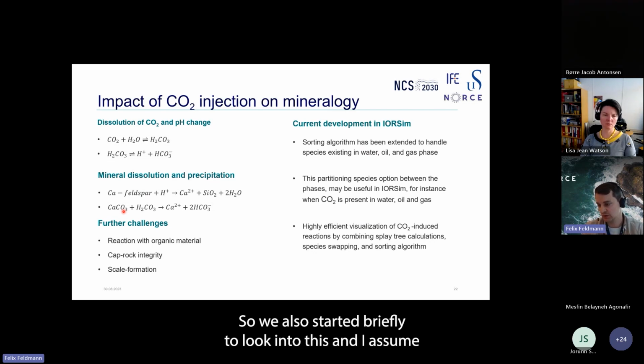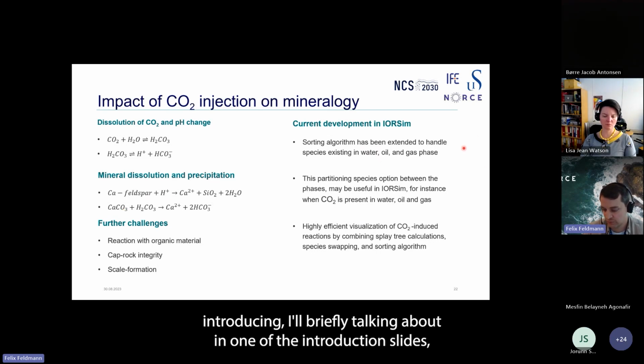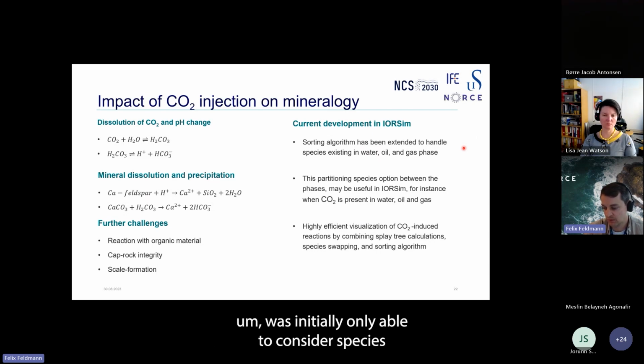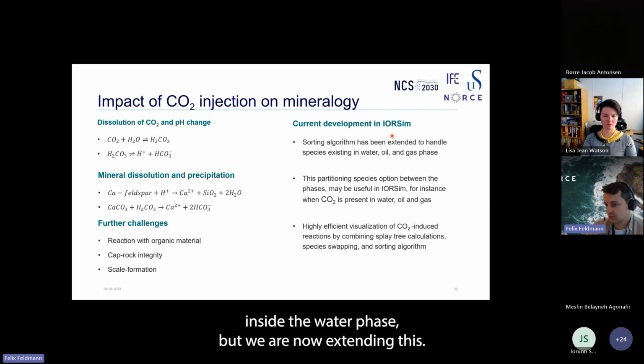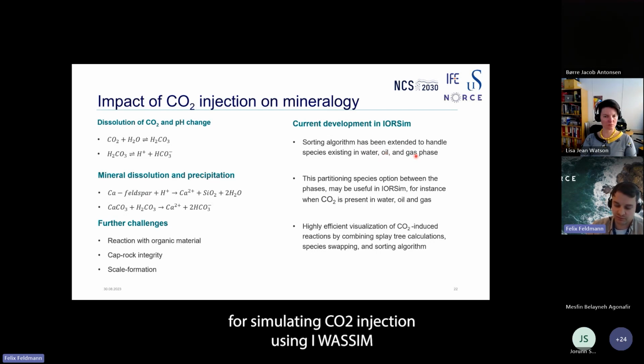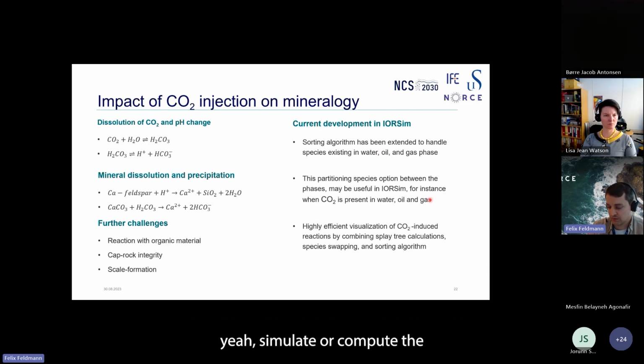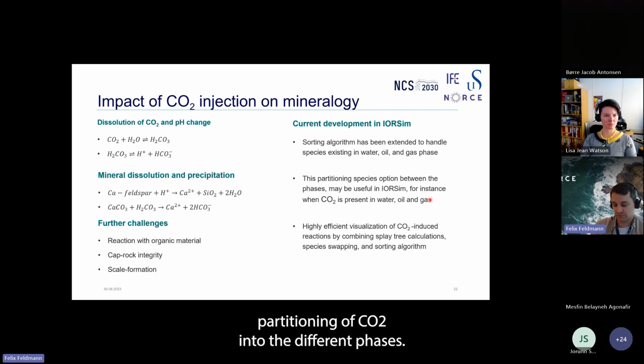So we also started briefly to look into this in IORSim. The sorting algorithm that I was briefly talking about in one of the introduction slides was initially only able to consider species inside the water phase, but we have now extended this to the oil and gas phase. So that's one condition for simulating CO2 injection using IORSim. And we will use the partitioning tracer module as a starting point to compute the partitioning of CO2 into the different phases.